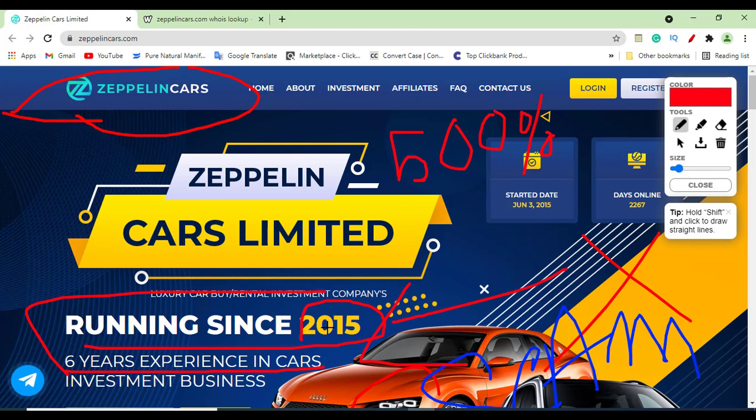Do not believe them. Based on my research and my evidence, I can now say this Zeppelincars.com website is totally a scam. Do not invest your money. Save your valuable time, learn something good, do something good.